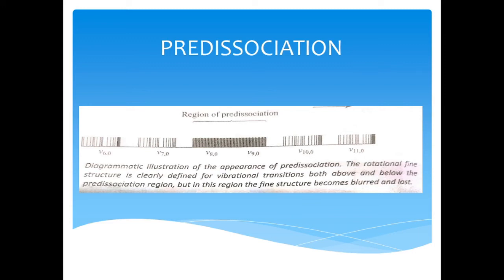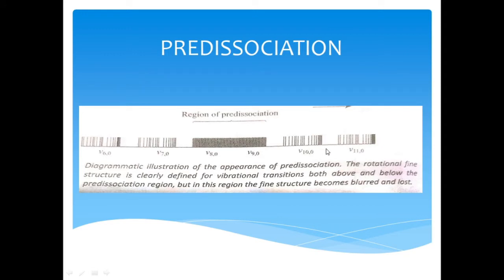Hi students, here I am discussing predissociation. This is a spectrum of a rotational fine structure of an electronic vibrational transition. In this structure you can clearly see the rotational fine structure and vibrational coarse structure.